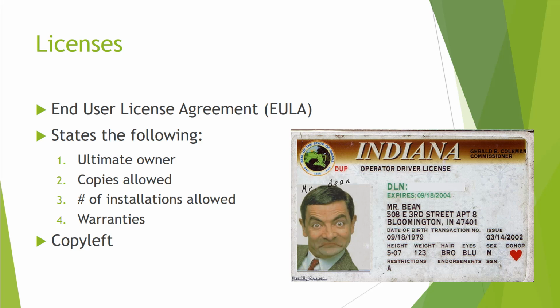The EULA also states how many copies you're allowed. Can you have it installed on 1 computer, 10 computers, 5 computers, at your household, across households, those types of things. Are you allowed to copy the software and give it to someone else? It also tells you what warranties you have, or what comes with it, if any. Not always is that going to be the case.